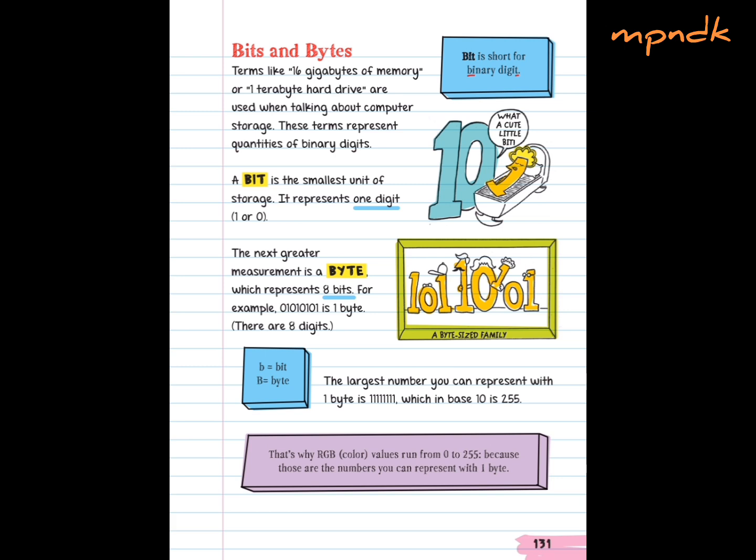The largest number you can represent with 1 byte is 11111111, which in base 10 is 255. That's why RGB color values run from 0 to 255, because those are the numbers you can represent with 1 byte.